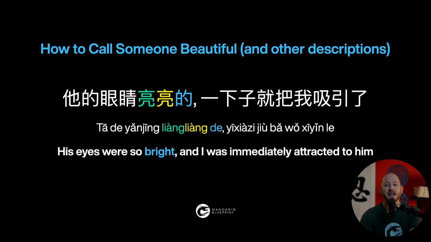他的眼睛亮亮的，一下子就把我吸引了. His eyes were so bright, and I was immediately attracted to him. So you can see how this is a way to, once again, emphasize the brightness of his eyes, the way that they shine, like, ooh, 亮亮的. This is a really useful one. You'll see that used a lot when people are describing someone's look. And so if somebody has that little glint in their eye, we'll call that 亮. And if you want to emphasize it, 亮亮的.